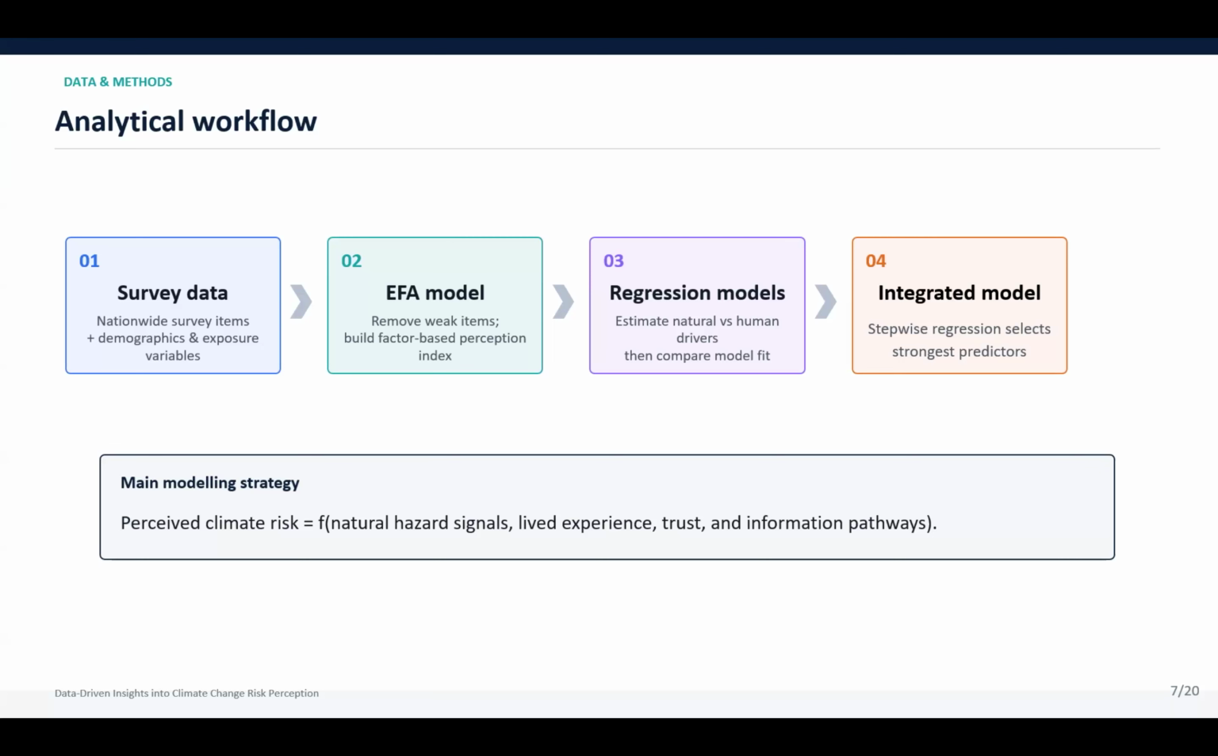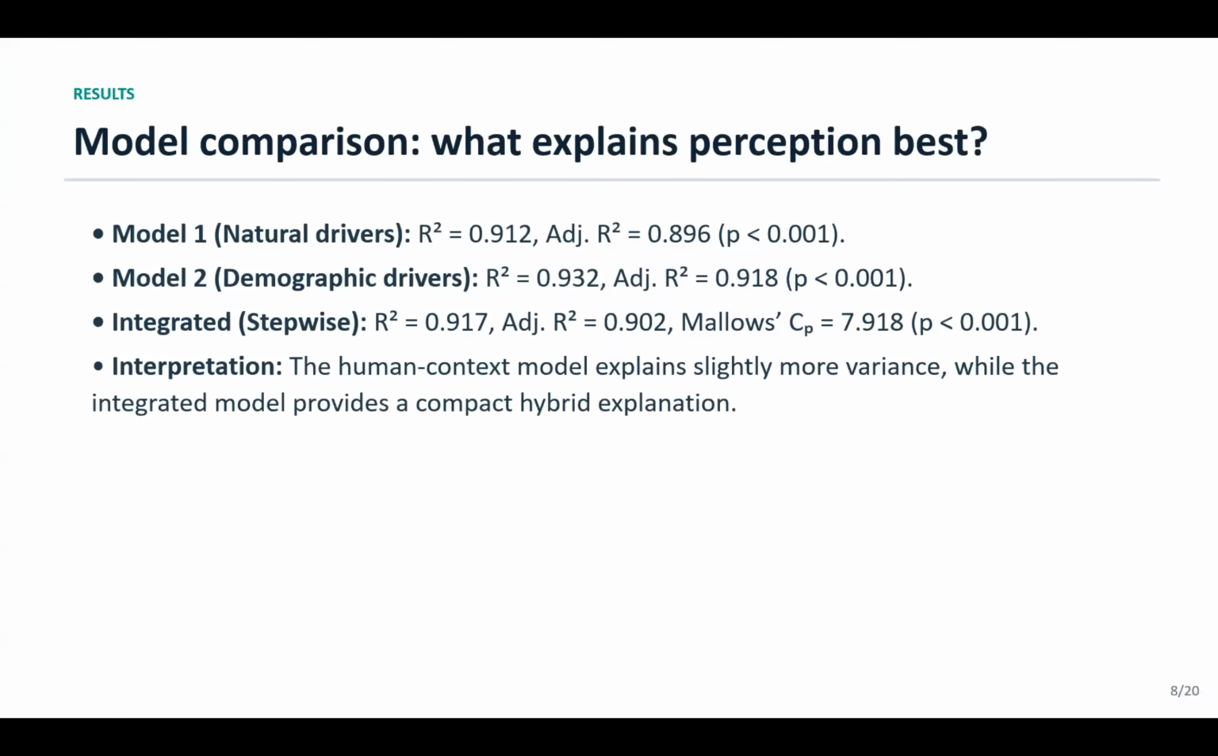Perceived climate risk is a function of natural hazard signals, lived experience, trust, and information pathways. If we compare our models, we first compared three. The natural drivers model produced an R squared value of 0.912 and an adjusted R squared, which is used to sort the strong predictors, of 0.896. The demographic drivers model performs slightly better with R squared equal to 0.932 and adjusted R squared 0.98.